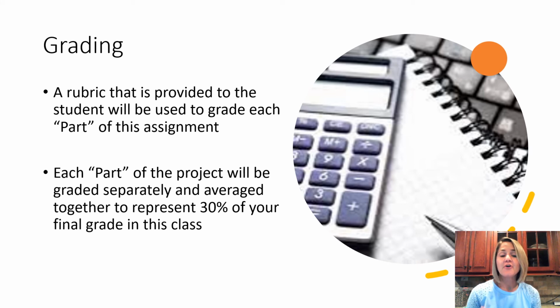Finally, it's important for you to know that this is a big part of your grade in this class. You will be provided with a rubric that gives you information about what I'll be looking for when I grade each component or each part of the assignment. And all of those parts will be averaged together, and together they will represent 30% of your final grade in this class. So this is important. It's going to give you that hands-on experience of observing and looking for the child's developmental milestones while they're in a play-based atmosphere, and how you can apply that to planning and making goals for the child.